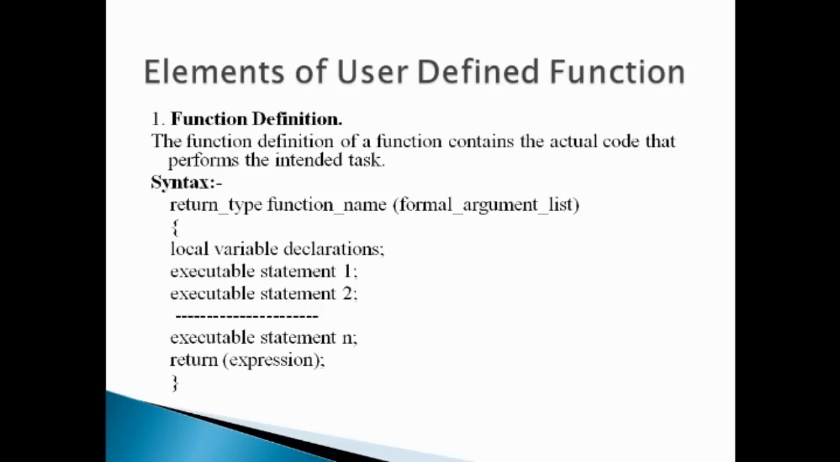Elements of user-defined functions. The first is the function definition. The function definition of a function contains the actual code that performs the intended task. Here is the syntax for the function definition. It has the return type followed by the function name followed by formal argument list. It has a body which is going to have the local variable declaration section, executable statement 1, 2 and so on. At last it is going to have one return statement.